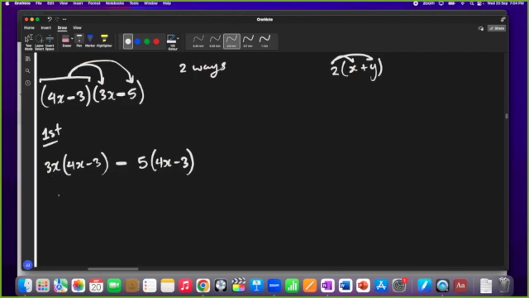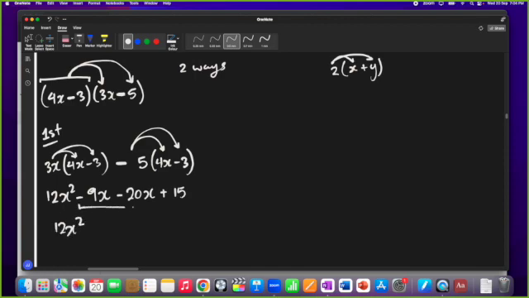So 4 3s are 12x squared on this side. And then you have 3x times minus 3 is minus 9x. And then on this side, I have to count the minus 5 times 4. 5 4s are 20, so there's minus 20x. And then minus 5 times minus 3. 5 3s are 15, it'll be a plus 15. So now I'll have 12x squared, and minus 9 minus 20 is minus 29x, plus 15.